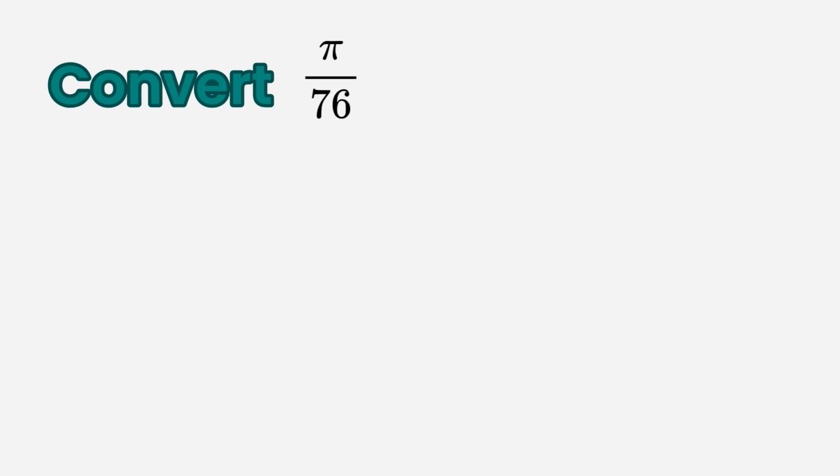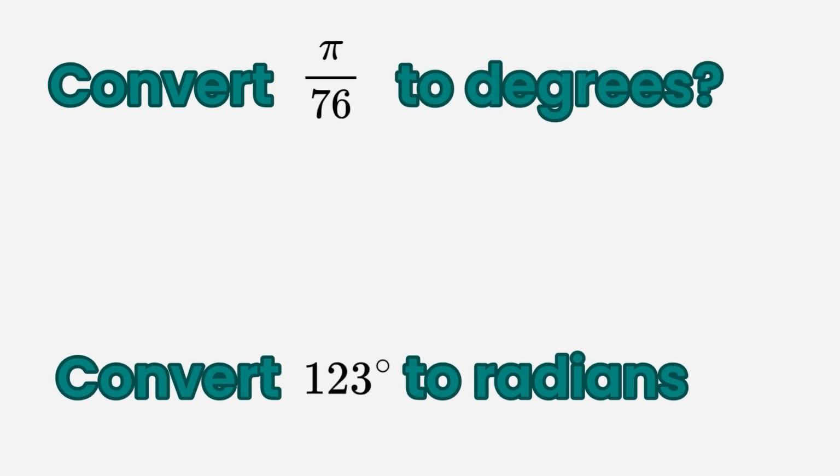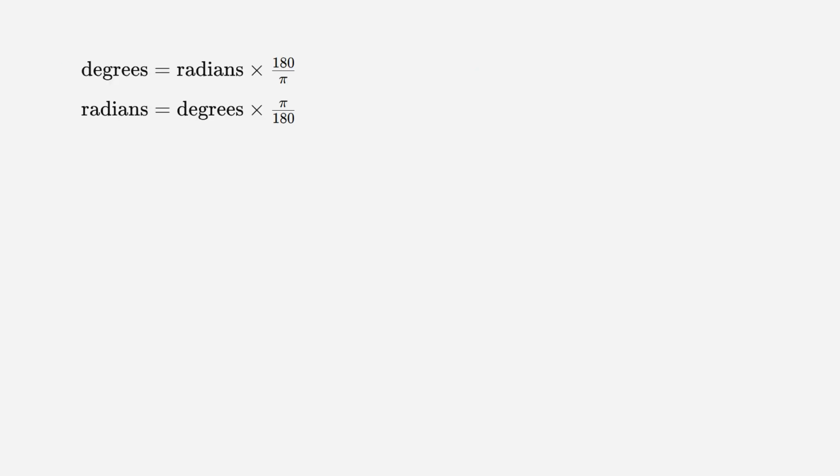What if our conversions involve degrees that are not multiples of 30 or 45, or if our radian measures are not a nice fraction of pi? In these cases, we would use this formula.